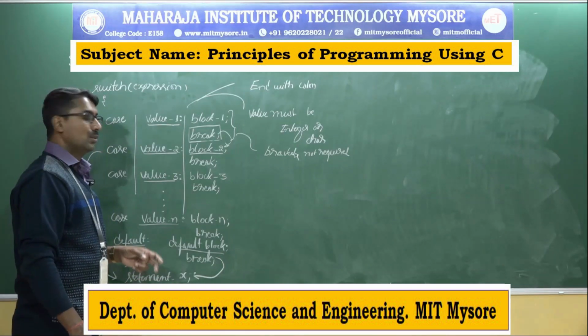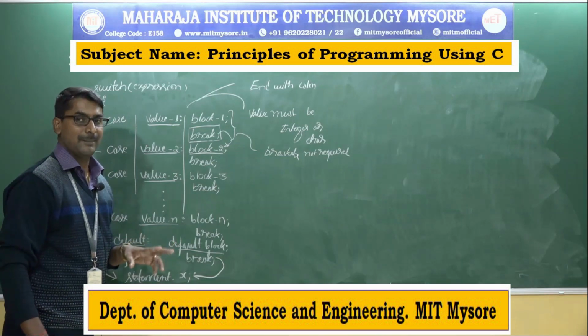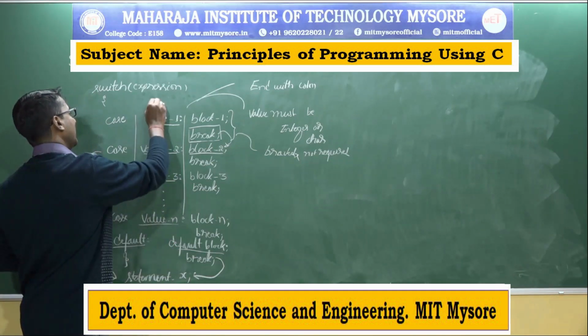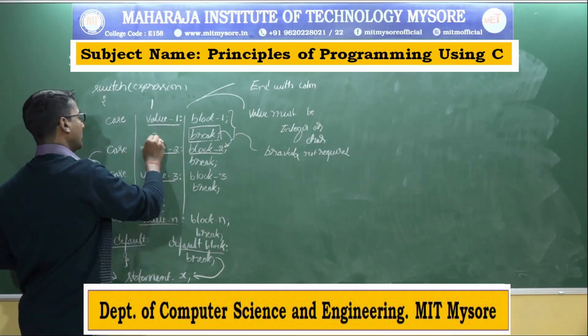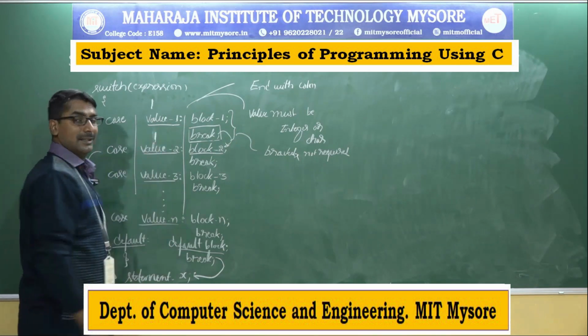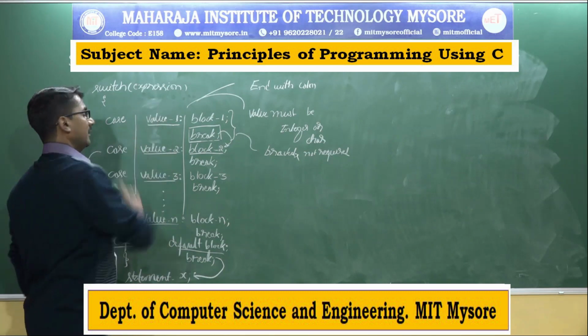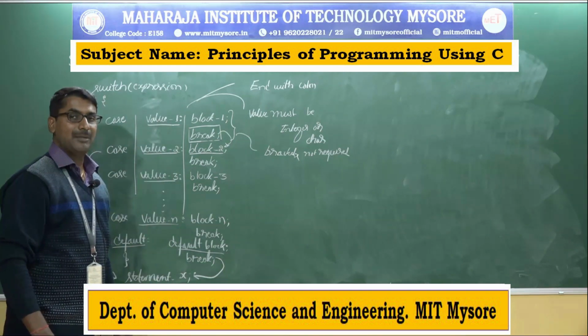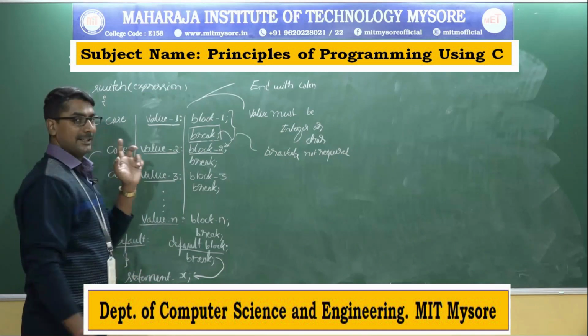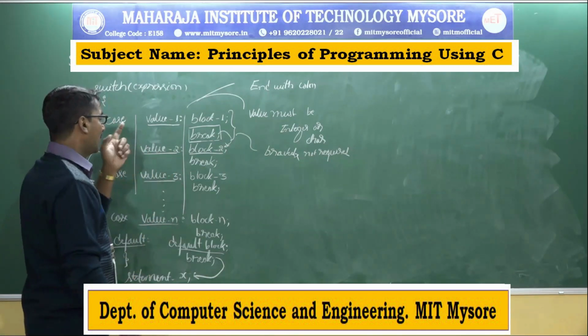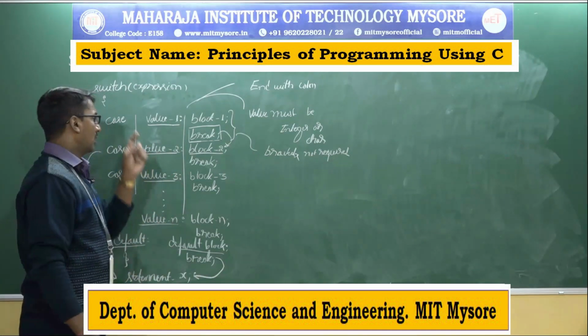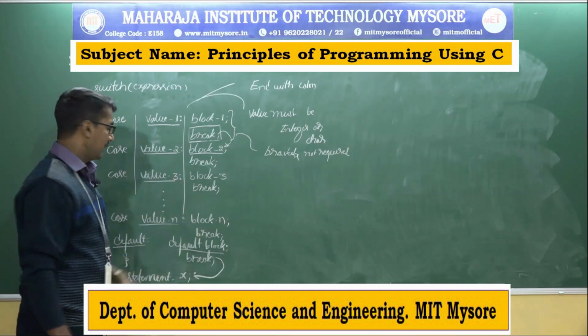No, two case values must not be the same. It means if case 1 has value 1 and case 2 also has value 1, it is wrong. Here, two case values must be different. The same value cannot be used for two cases. So case values must be unique.